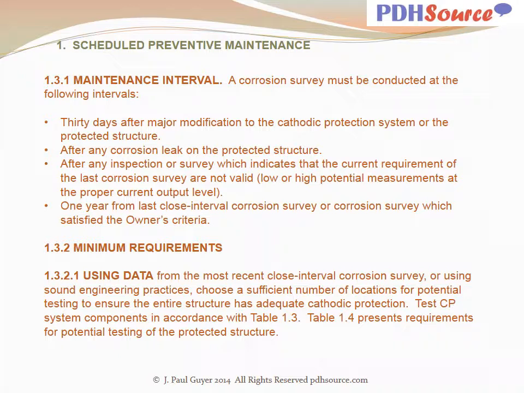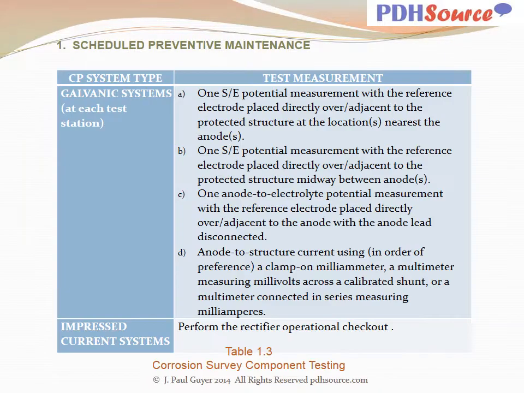For the minimum requirements, using data from the most recent close interval corrosion survey or using sound engineering practices, choose a sufficient number of locations for potential testing to ensure the entire structure has adequate cathodic protection. Test the cathodic protection system components in accordance with Table 1.3, and Table 1.4 presents requirements for potential testing of the protected structure. Table 1.3 indicates the corrosion survey component testing requirements.